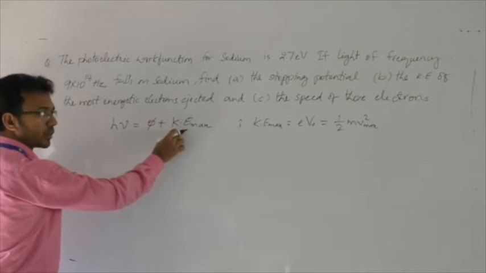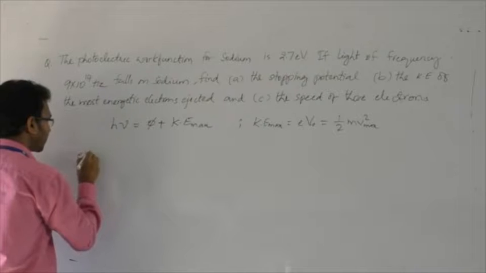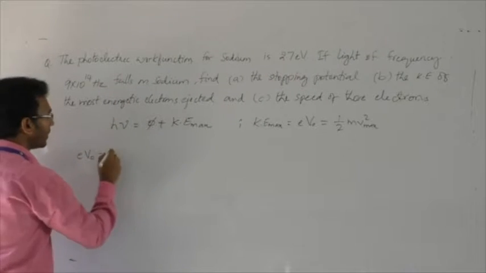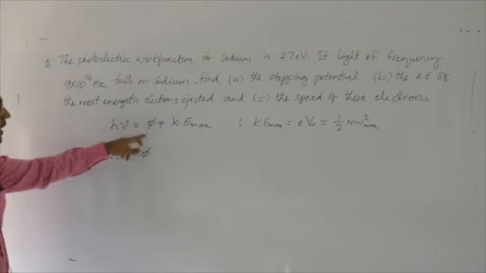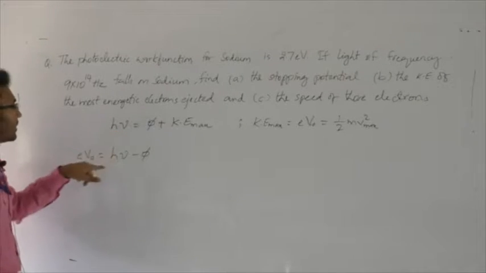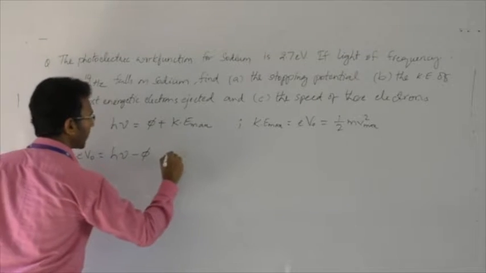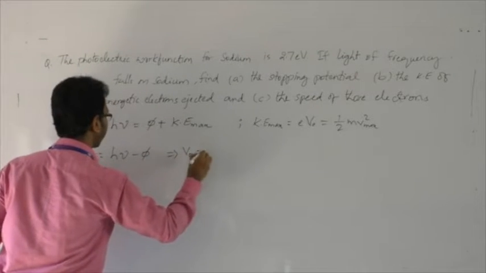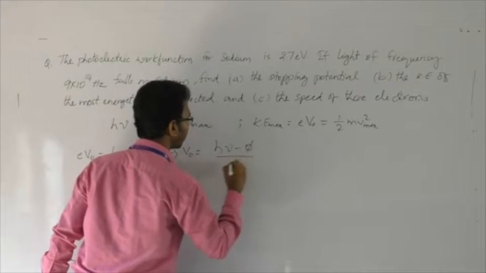What I do is I'll put eV0 here instead of KE max. Then the equation becomes eV0 equals h nu minus phi. Take this phi on the other side, eV naught is h nu minus phi. Now what is V naught? V naught is h nu minus phi divided by e.